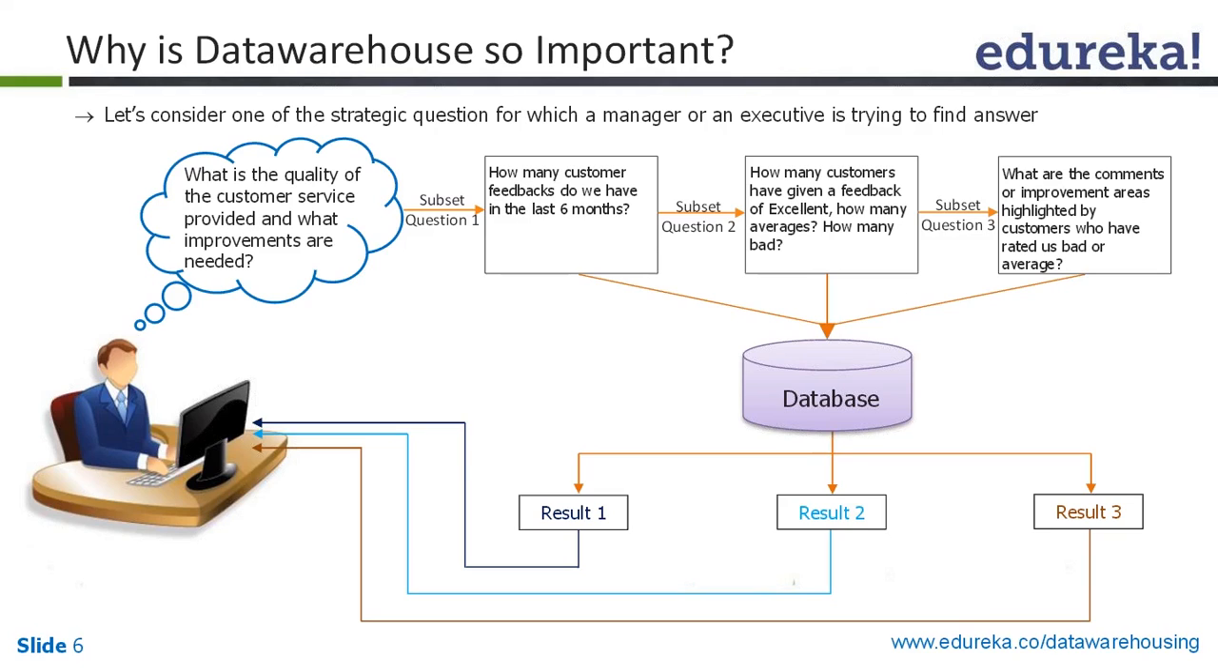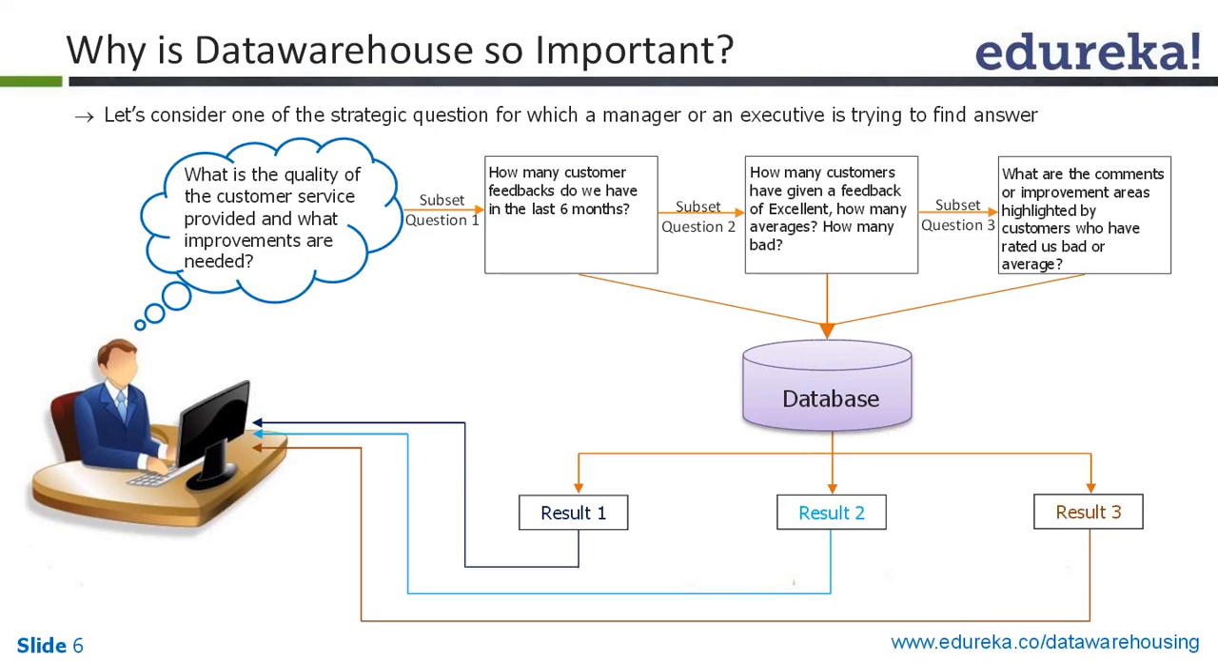Now he will break it down into multiple smaller questions. How many customer feedbacks do we have in the last 6 months? That is the first subset question that he has asked, which is derived from the overall question. Now he will fire a query on the database to analyze. The database holds every customer feedback that he has got, so he will just make a statistic out of it, how many customer feedbacks.